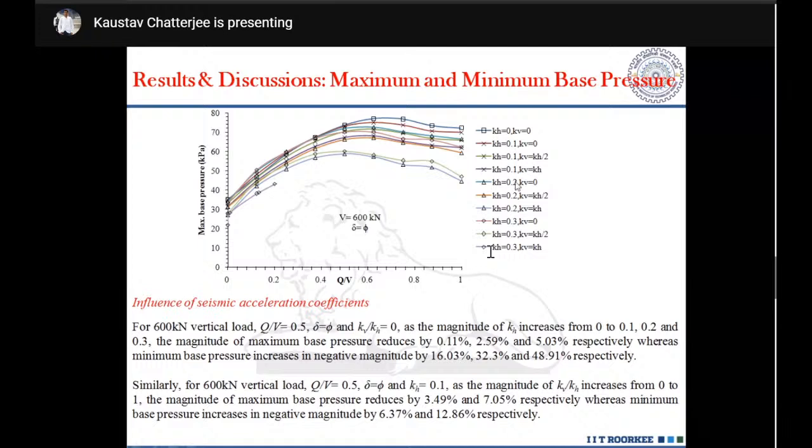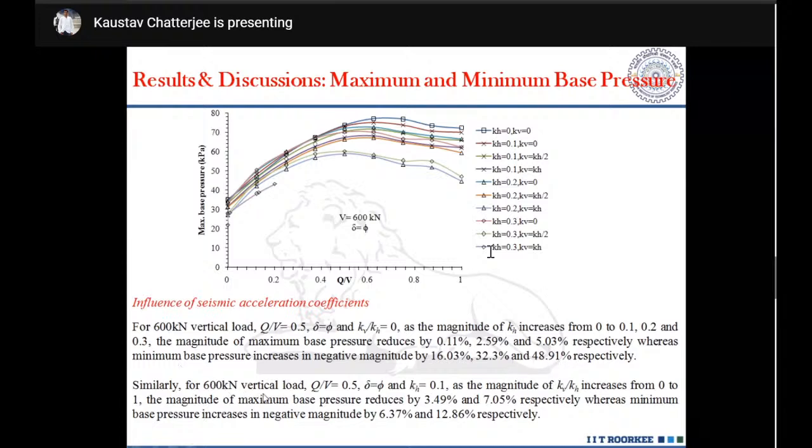Again, this is for different magnitudes of kH and kV. It is seen that for a 600 kN vertical load, as kH increases from 0 to 0.3, the magnitude of maximum base pressure reduces by 5.03%, whereas the minimum base pressure increases in negative magnitude by around 50%. This has been observed from the present study.